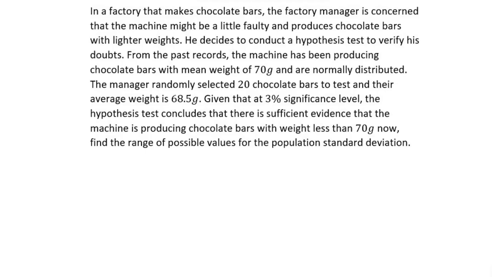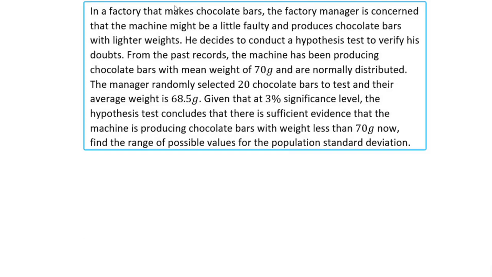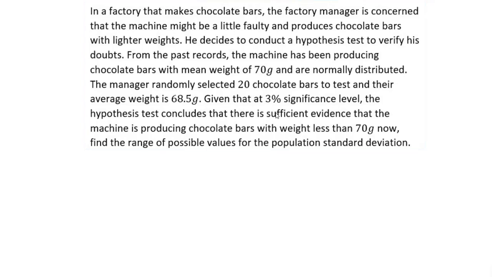In a factory that makes chocolate bars, the factory manager is concerned that the machine might be a little faulty and produces chocolate bars with lighter weights. Okay, that means he believes that the weight might be lesser. He decides to conduct a hypothesis test to verify his doubts. From the past records, the machine has been producing chocolate bars with mean weight of 70. So let's highlight this, mean weight. This is like your population mean. And they are normally distributed.